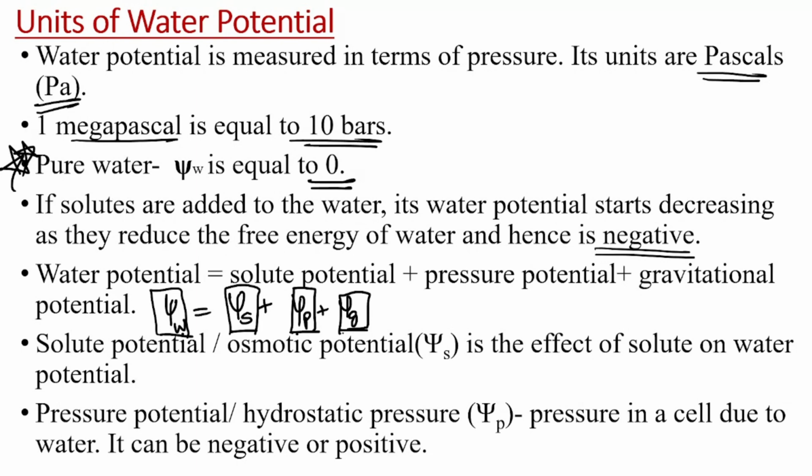We understood what is water potential. It is the free water molecules which are available in the system, or the potential energy of water which allows the water to flow in a system from one region to another. What is solute potential?